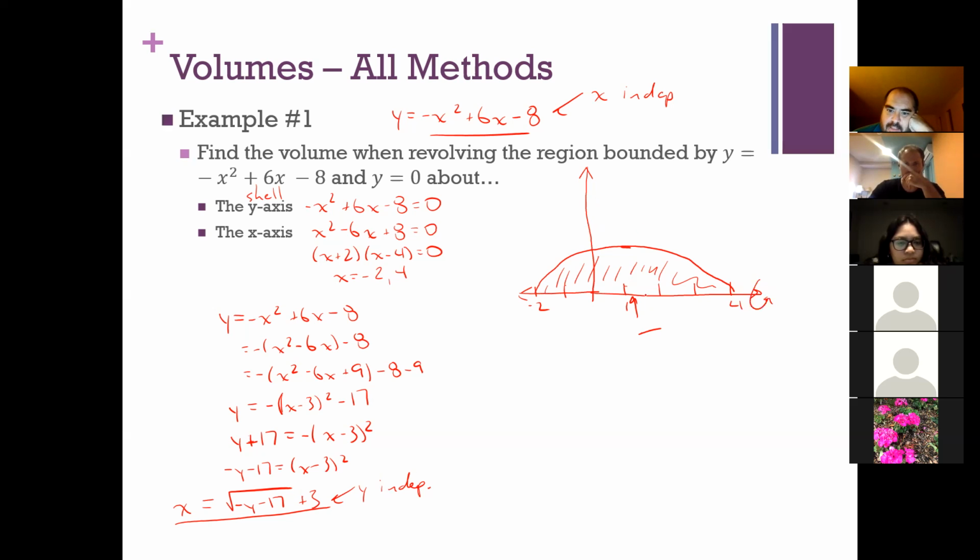There's one thing I wanted to highlight here. If we go around the x-axis and I want to use the shell method, that means I would need to use y as my independent variable, which means my integral is going to look like this. V is equal to the integral from a to b of 2 pi times the radius with respect to y times the height with respect to y.